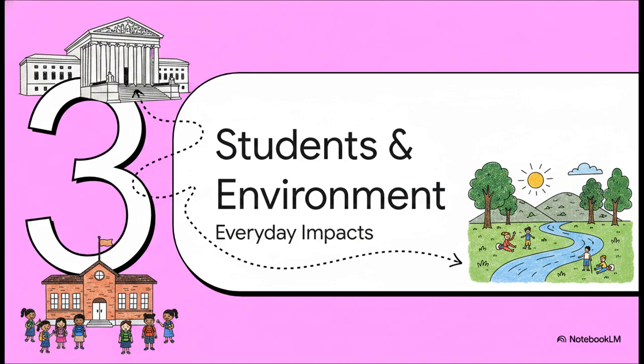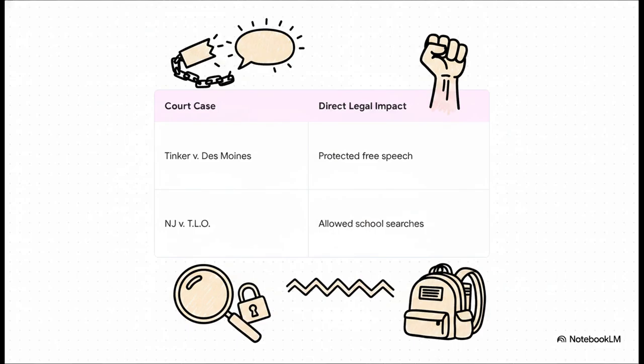All right, Section 3, Students and the Environment, Everyday Impacts. If you're a student right now, these next court cases are actually super relevant to you. First up, Tinker v. Des Moines firmly protected students' rights to free speech, famously stating that students don't shed their constitutional rights at the schoolhouse gate. But on the flip side, New Jersey v. TLO set a strict limit. It ruled that schools are legally allowed to search students under certain conditions, just to maintain a safe environment.